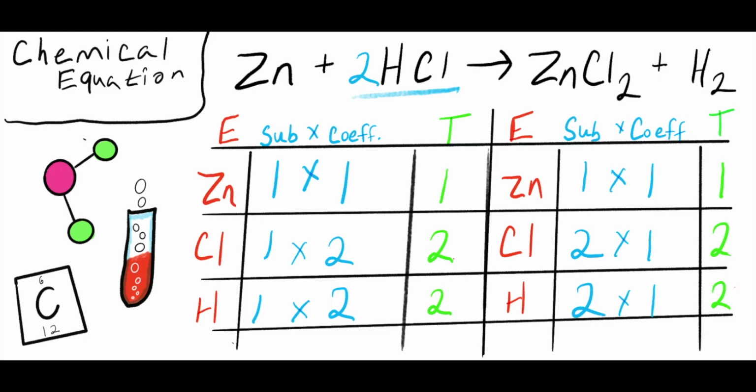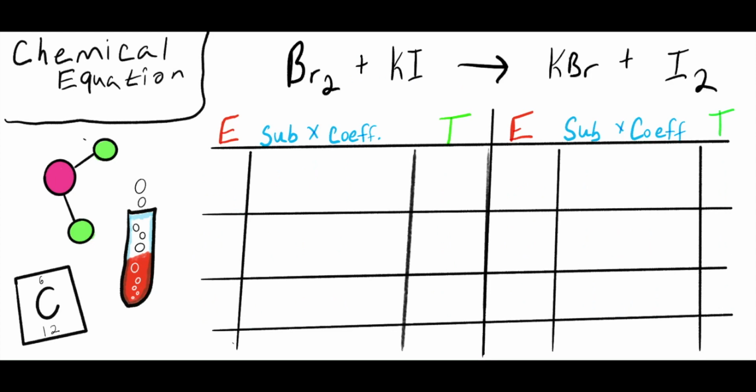Now for our third reaction. Bromine plus potassium iodide yields potassium bromide and iodine. As we have in prior reactions, we start out by writing our elements. Next, we start with bromine on the reactant side, and we see that there is a subscript 2 and an understood 1 as the coefficient, giving us a total of 2 bromines on the reactant side.